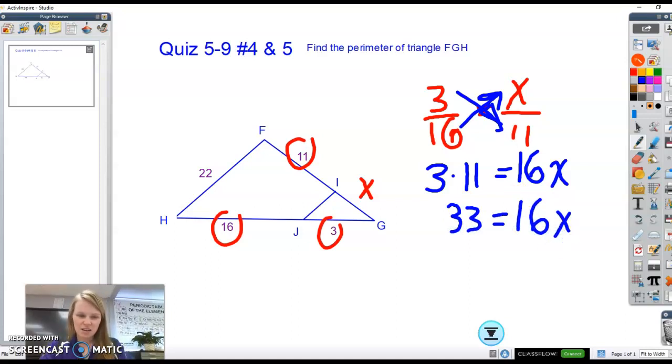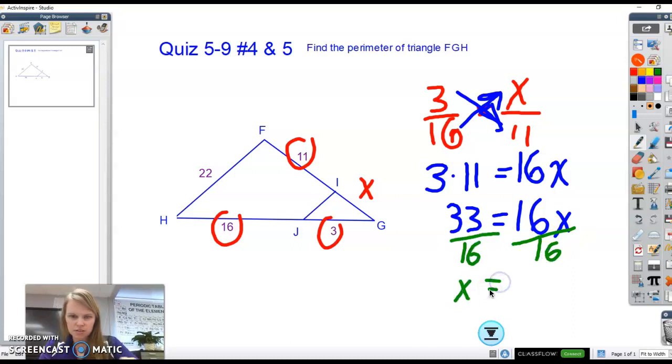This might not turn out a nice number. I didn't check these first. Okay, well, let's just keep going. The last part here, we're going to divide by 16. So in this case, x equals 33 over 16, which is 2.06.